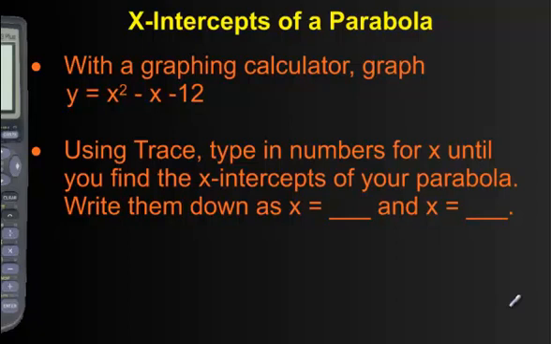Okay, so in this lesson, I'll let you read it for yourself. It says x-intercepts of a parabola. Well, I guess we're going to see what x-intercepts are, in case you forgot what they are from grade 10. But in grade 11, we just have to look at this, and we're going to start by just graphing it. So with a graphing calculator, graph y equals x squared minus x minus 12.